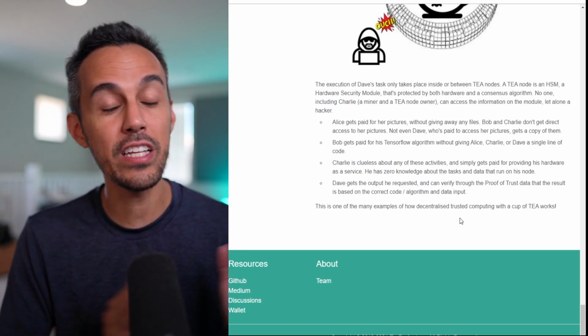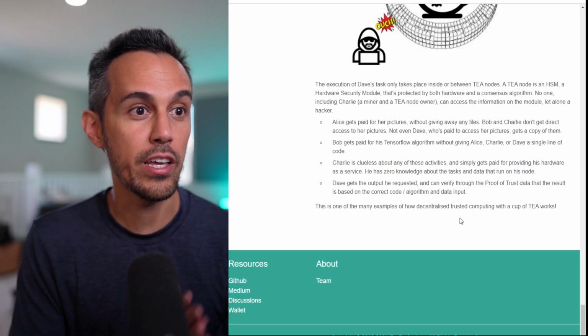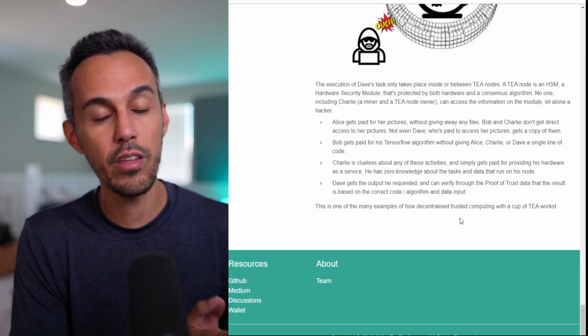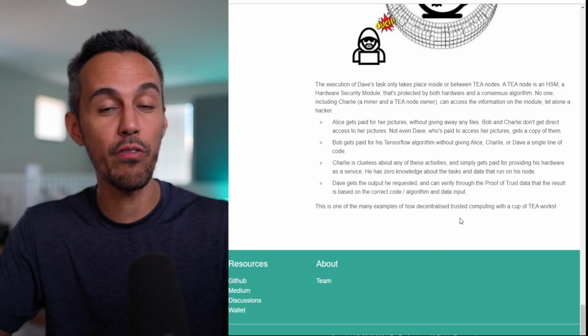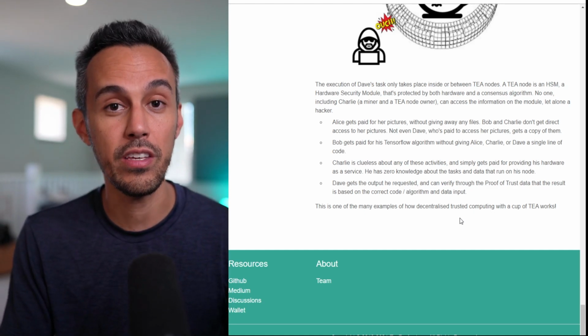And then Dave, he gets the output he requested. He's the one submitting the task that he needs done. He can verify through the proof of trust data that the result is based on the correct code, algorithm, and data input. So whatever he's planning to buy is being verified and is actually what he's getting back. That's the value he gets from using this platform.